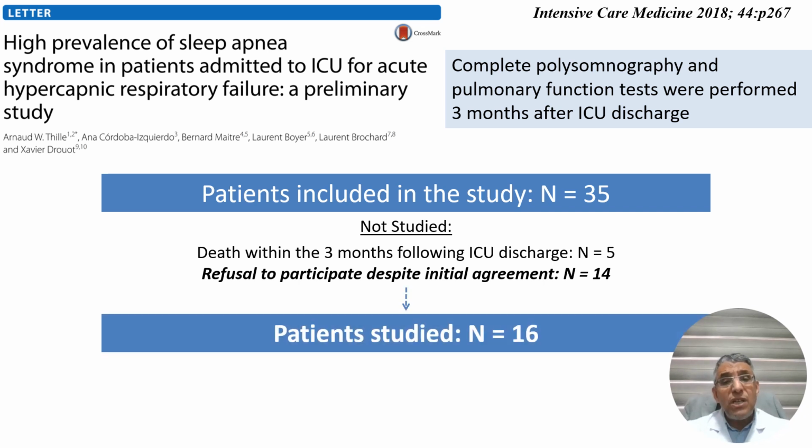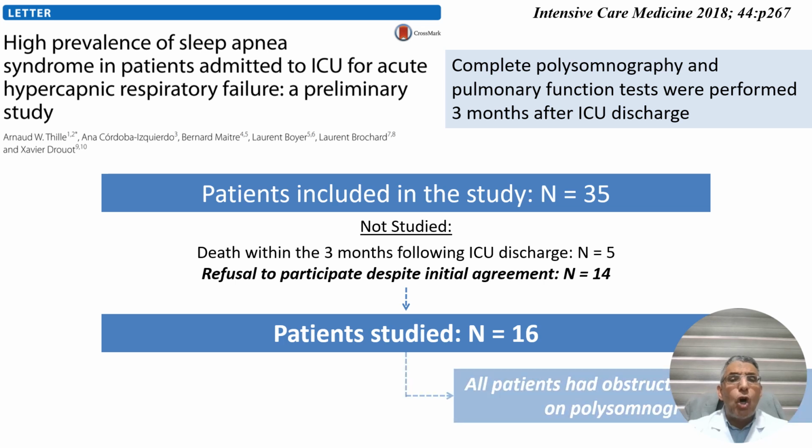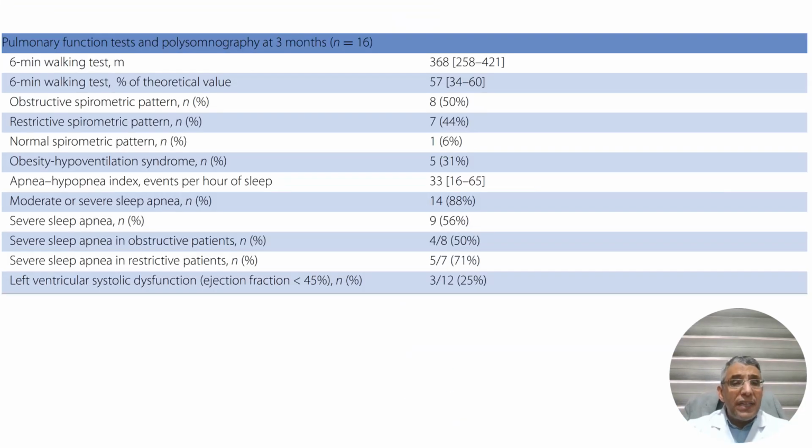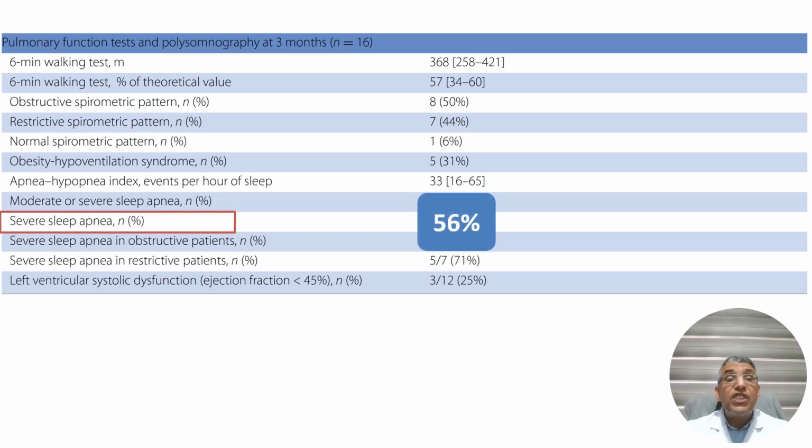It included 35 patients, but actually 16 patients completed full polysomnography and pulmonary function testing 3 months after discharge. And they found that about 56% of the patients had severe obstructive sleep apnea, and about 50% of them had an obstructive ventilatory pattern. So if I only did a pulmonary function test, it would reveal that only 50% have obstruction, and about 50% would not be diagnosed as obstructive sleep apnea.